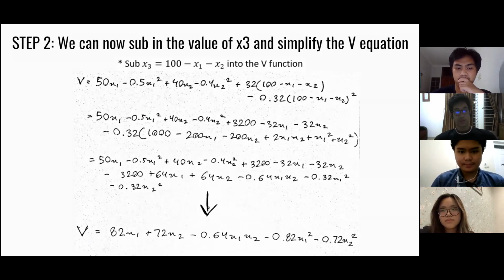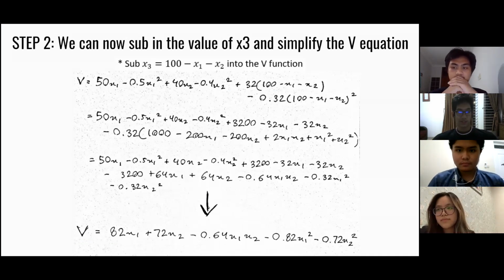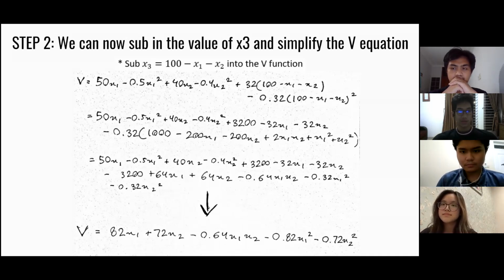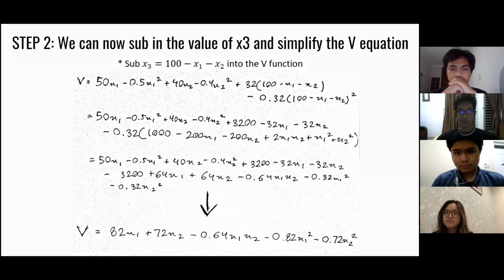Okay, for step 2, we can now substitute the value of x3 and simplify the V equation. We take the value of x3 that we concluded in step 1 and put that into our V equation. It becomes V equals 50x1 minus 0.5x1 squared plus 40x2 minus 0.4x2 squared plus 32(100 minus x1 minus x2) minus 0.32(100 minus x1 minus x2) squared.